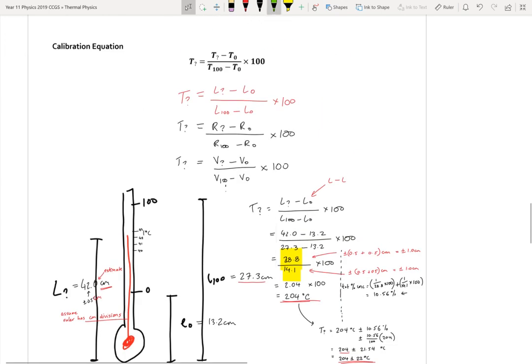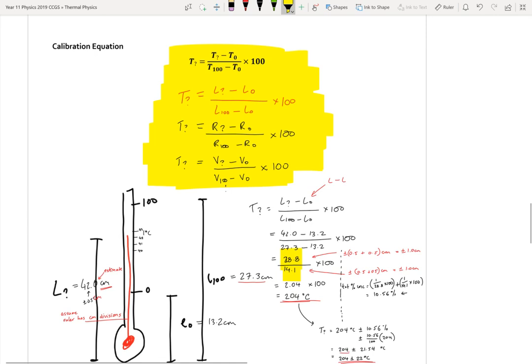Remember, I told you there will be a question on this kind of topic: using the calibration equation to determine the unknown temperature. We need our two fixed points, which we still call T0 and T100, even though we know they're not that reliable. Expect a question like that. I'm not going to tell you whether we're using a length or a resistance or a volume, but they're interchangeable: the volume at 0, the volume at 100, and the volume of your unknown object.